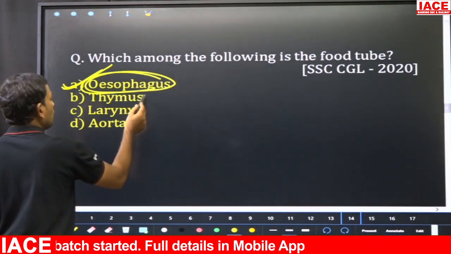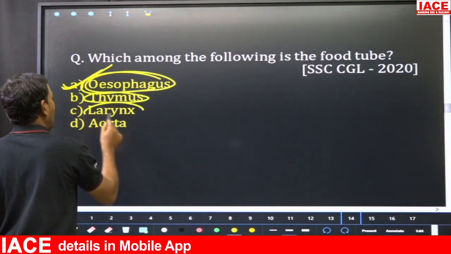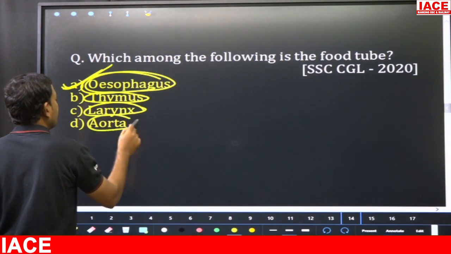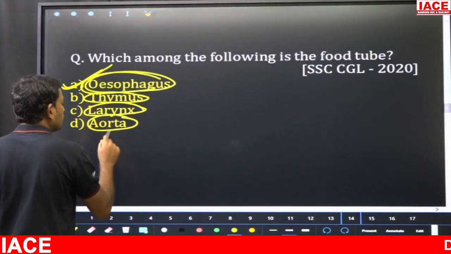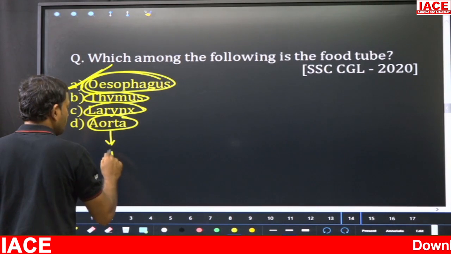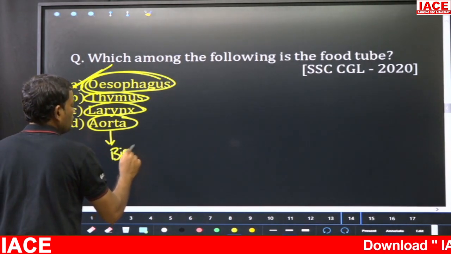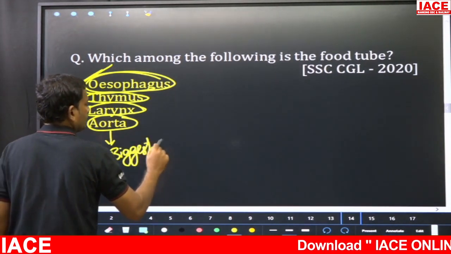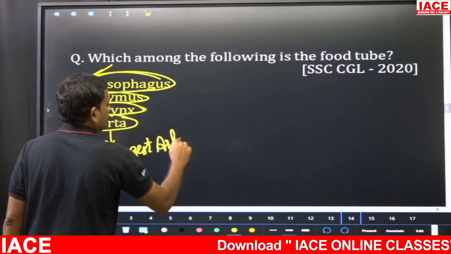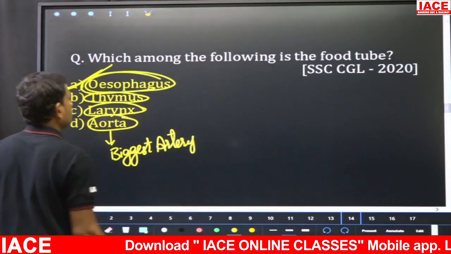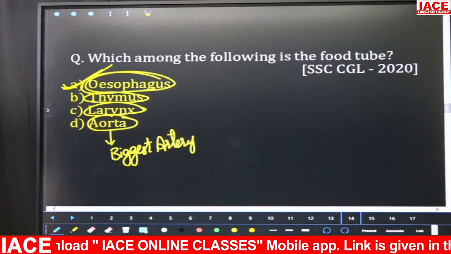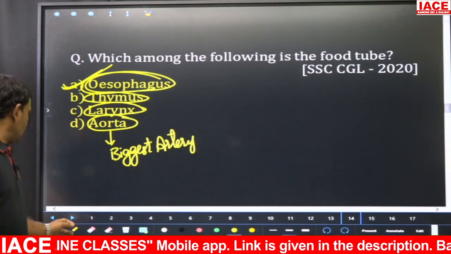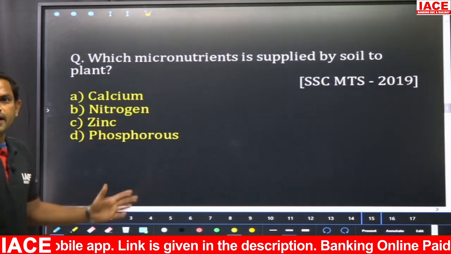And if you take the remaining options, the thymus is a gland, the larynx is a part of the respiratory tract that generates sounds, and the aorta is the largest artery of the human body. Biggest artery, right? So the answer is option A. Clear? So here comes your next question. Get ready. Your time starts now.